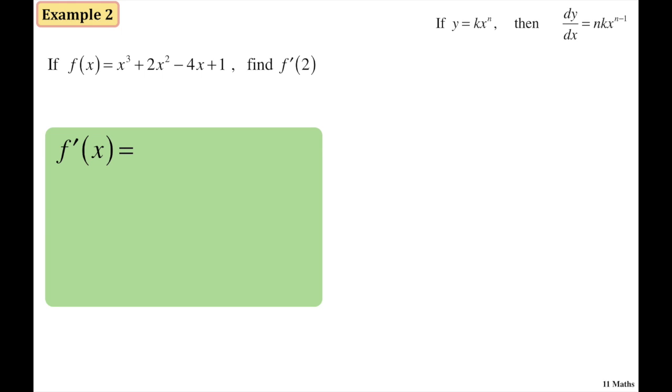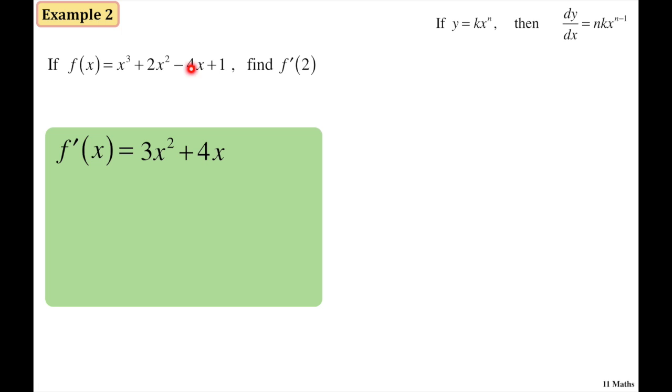Let's have a look. The first term is an x cubed. Differentiate x cubed, the power is a 3. Multiplied out the front, you get 3x squared, because the power has to go down by 1. Let's look at the next term, the 2x squared part. The power is a 2. Multiply the 2 out the front. 2 times 2 is 4. You get 4x to the power of 1, which is just easily written as 4x.